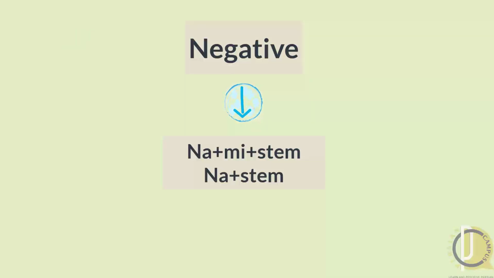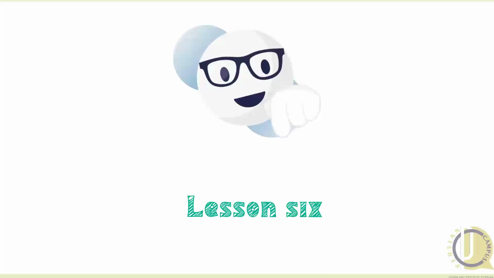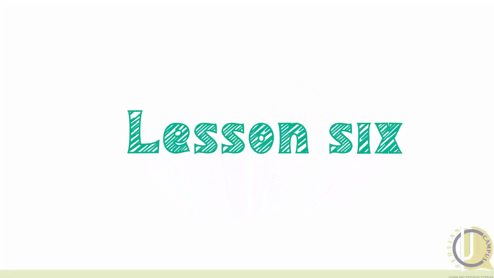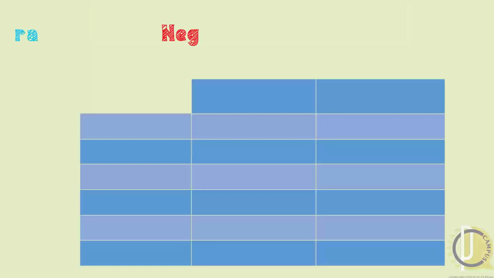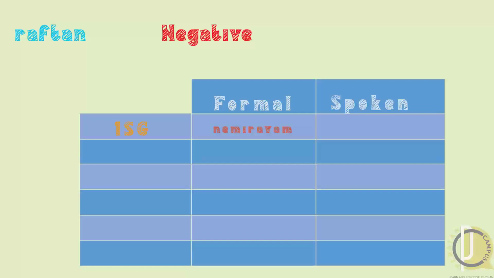If you don't know what na is, make sure you watch Lesson 6 of Grammar. So, for the above verbs, we would have formal, nemi ravam. Spoken, nemi ram. Nemi ravi, nemi ri.